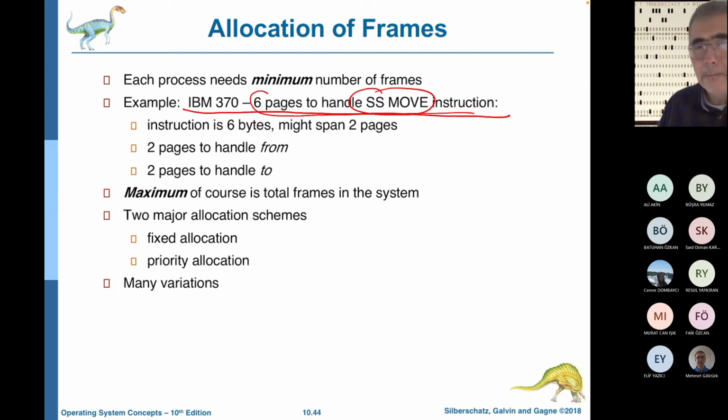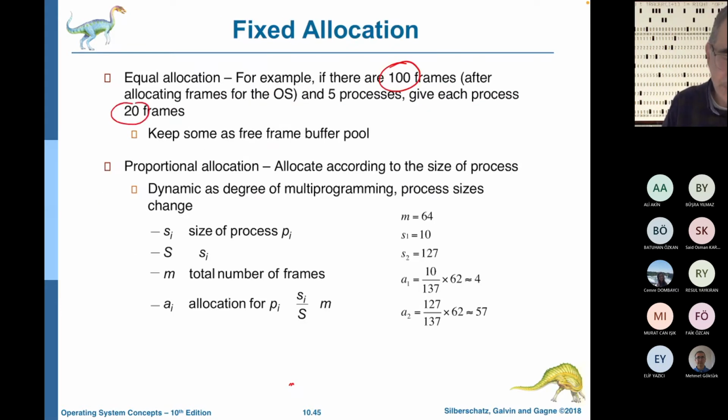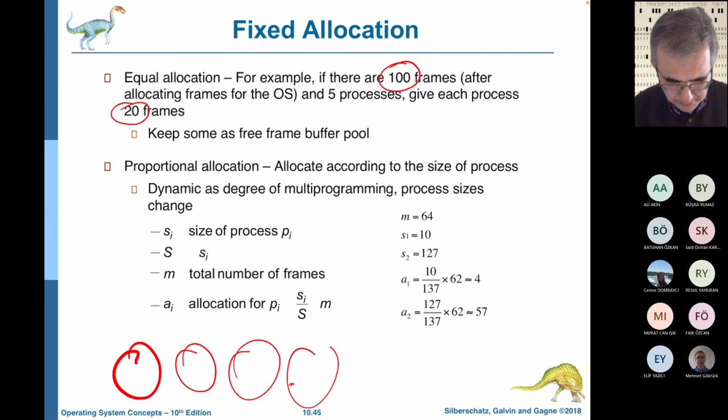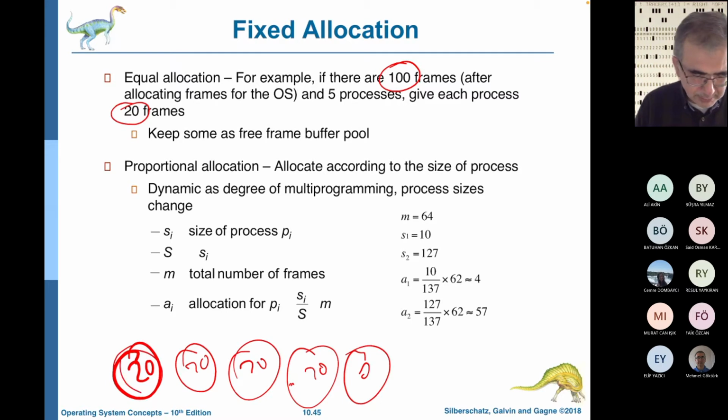Some operating systems allocate equal amounts to all processes, such as among 100 frames, 20 frames per process, and each process is equal, so 20, 20, 20, 20, 20. So if this process is very heavy on memory, it will do a lot of page replacement.